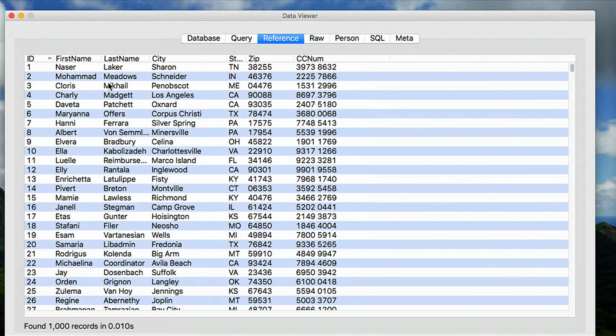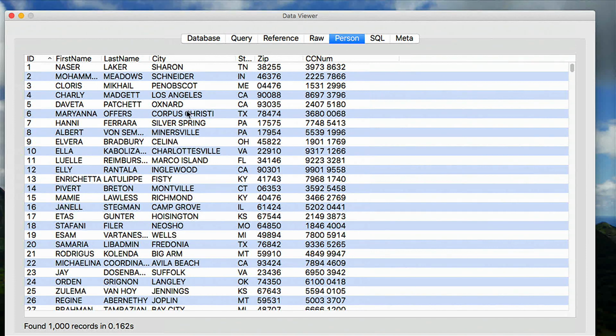Reference is mixed case. Person is uppercase. Why? If you need to search this data, you need to know what the case is going to be. There's no way to search encrypted data if the case is mixed. You can guess at what the case would be, but your searches are going to be off. So you have to uppercase it.